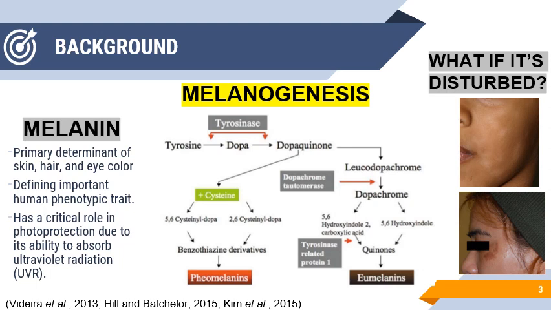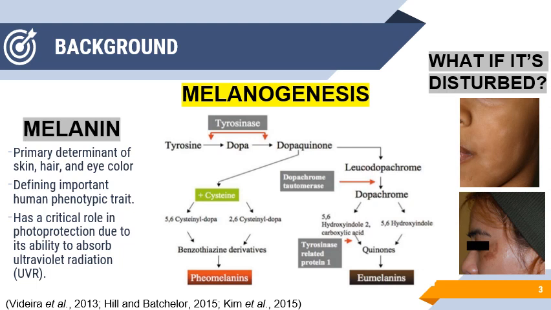Melanin biosynthesis is called melanogenesis. Melanogenesis is a complex process with different stages. Melanogenesis begins with the formation of dopaquinone from L-tyrosine or L-dopa, as presented in the picture. Two types of melanin are produced, which are eumelanins, which produce black or brown pigment, and pheomelanins, which produce yellow or reddish-brown pigment.